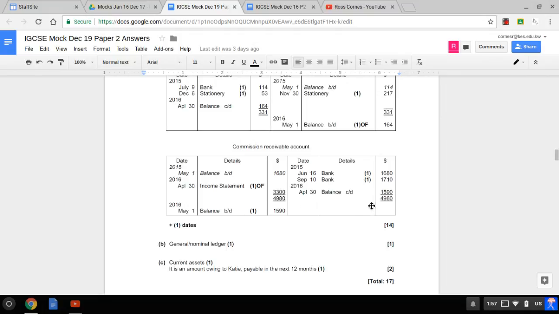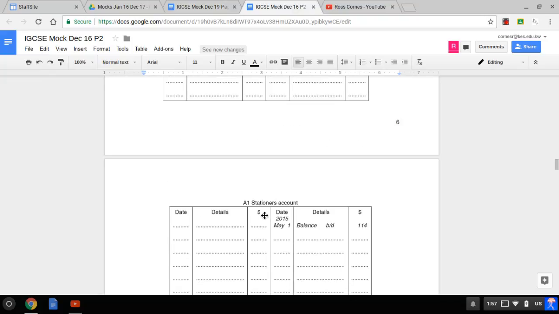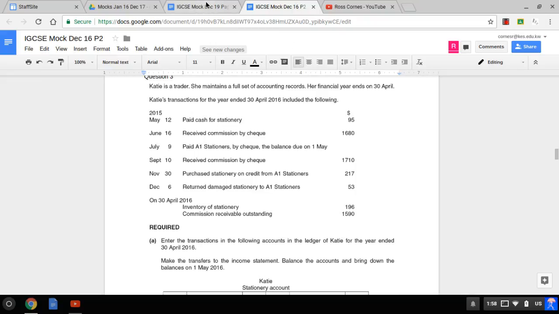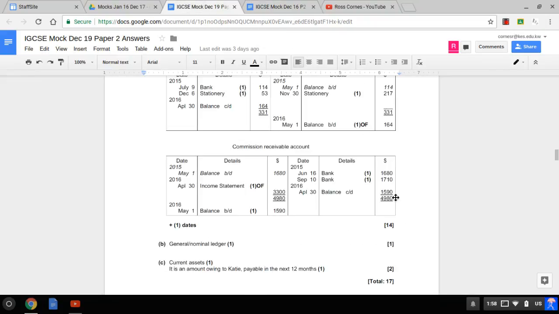You're told that there's 1,590, which is outstanding as part of the question. That should be part of this year's income. So it goes on the credit side because it's part of this year's income. And for next year, as a balance brought forward, it will be on the debit side because it's an asset, it's money that they are owed. You then add up your credit side because that's going to be bigger. You need to make the debit side the same amount with the income statement figure on it, and therefore 3,300 appears in the income statement.